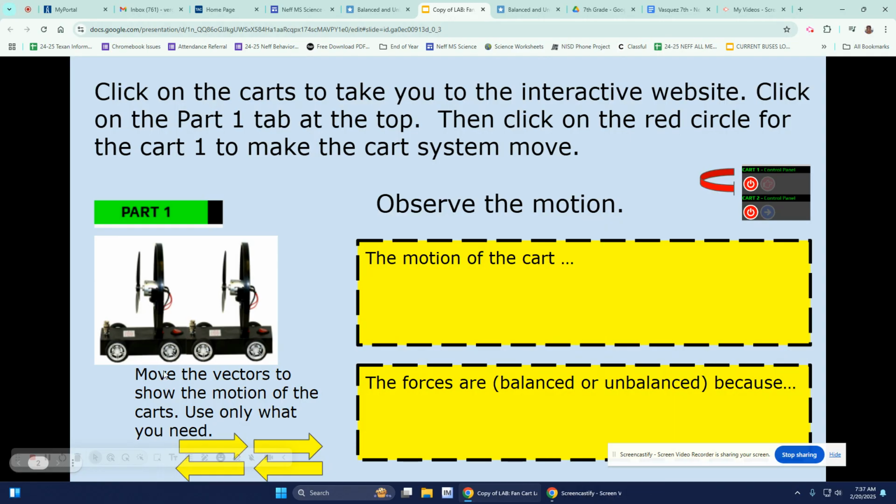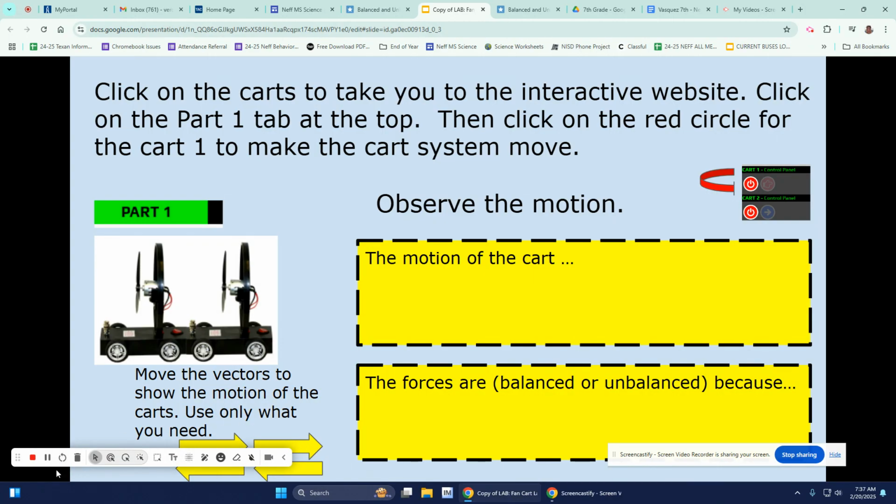Then, if you look down here underneath the little cart picture, it says move the vectors. The vectors, if you remember from 6th grade, are arrows that show the direction. Move the vectors to show the motion of the carts. Use only what you need.